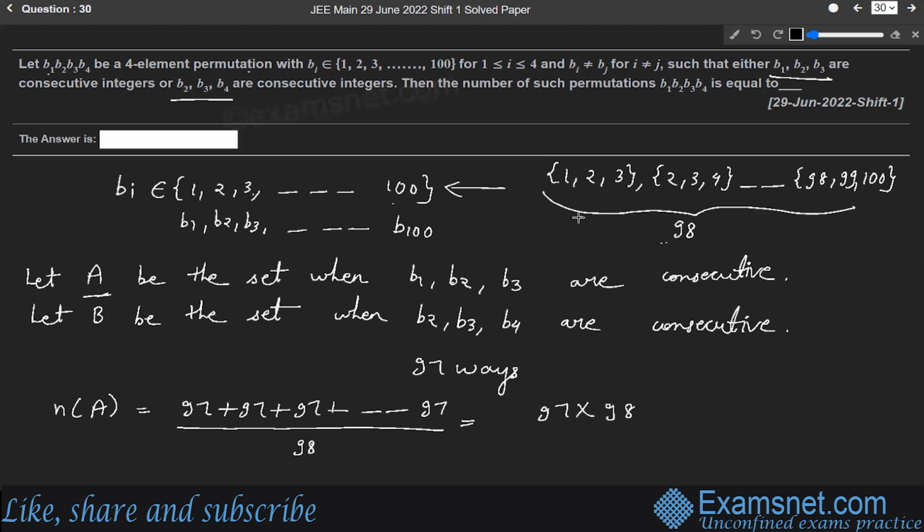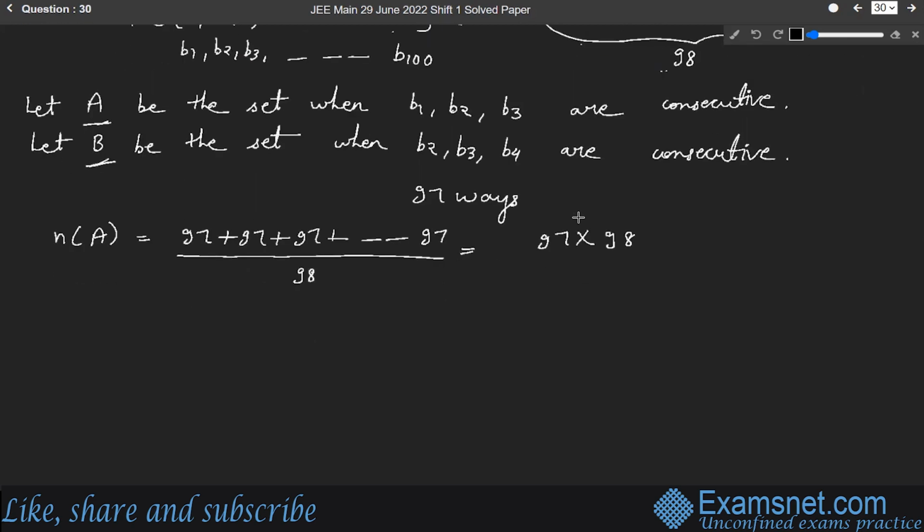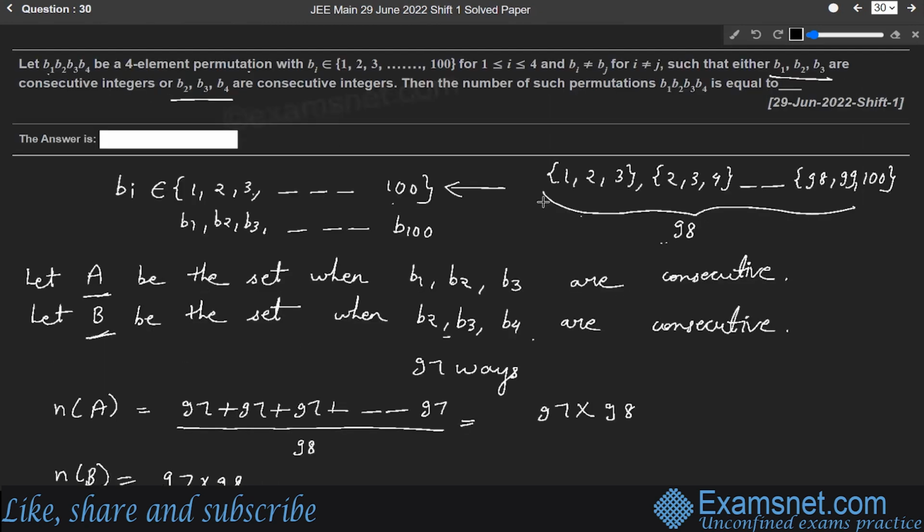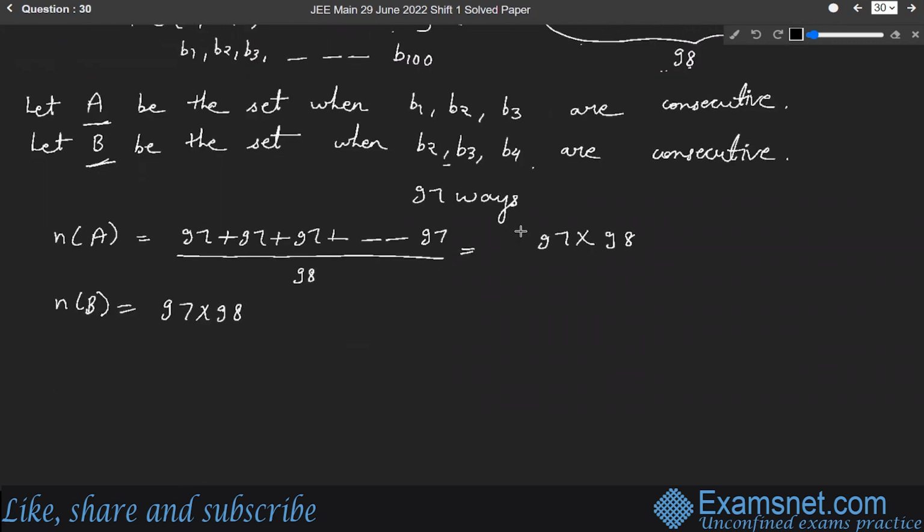All right. Similarly, we have to consider set B. Okay. Set B is the set when B2, B3 and B4 are consecutive. So for set B also, the probability will be the same, which is 97 into 98, because the total consecutive numbers between 1 to 100, if we take three numbers at a time, then the total sets will be 98 and we can write them in 97 possible ways. All right. So n of B will also be 97 into 98.